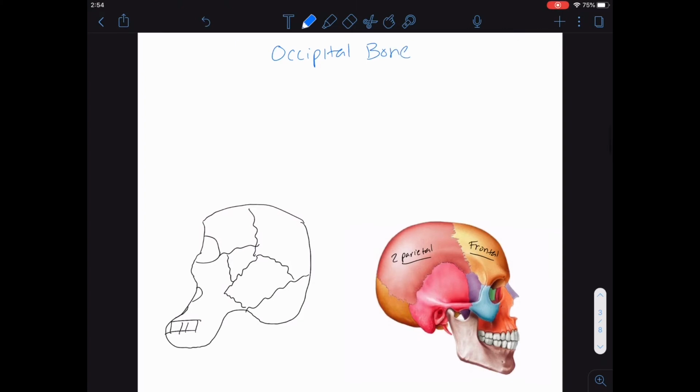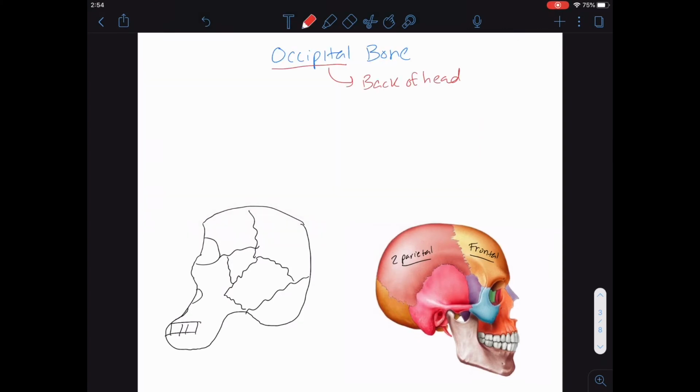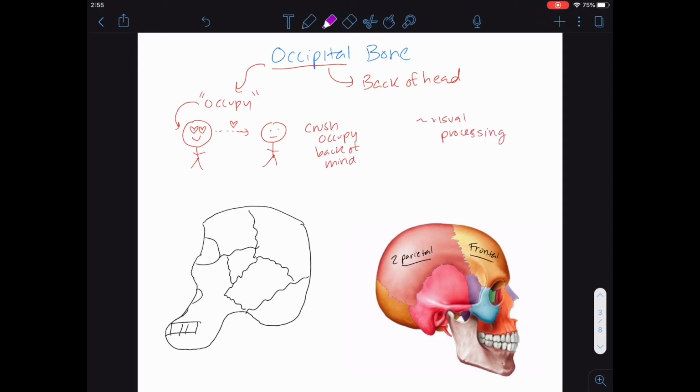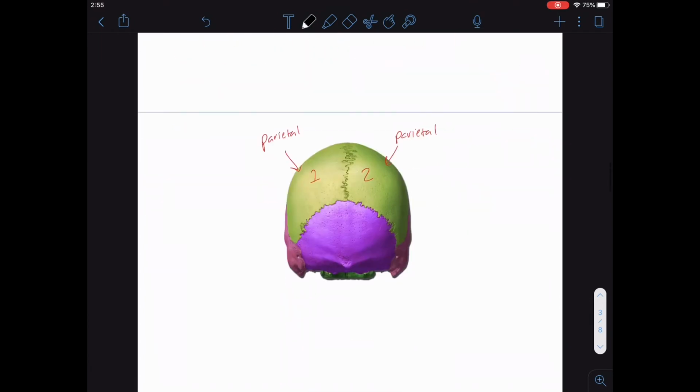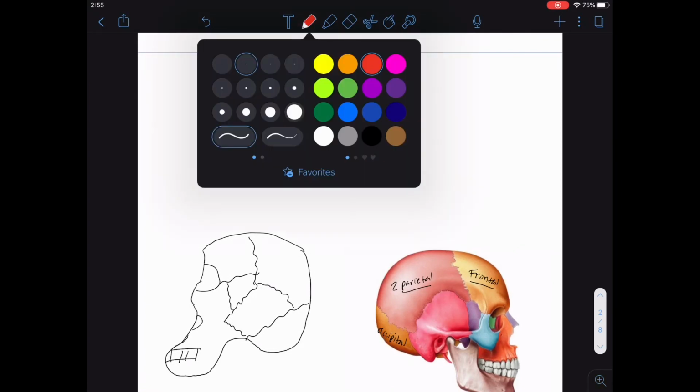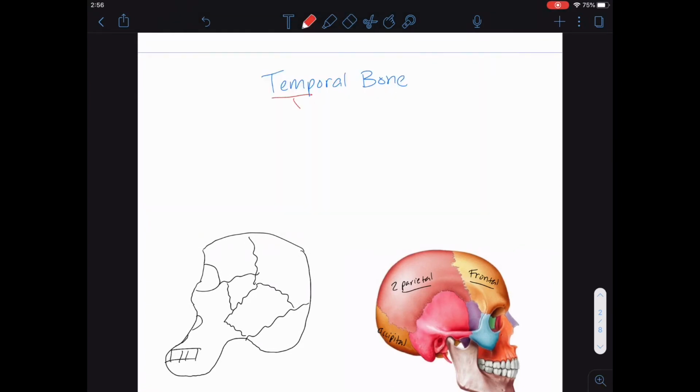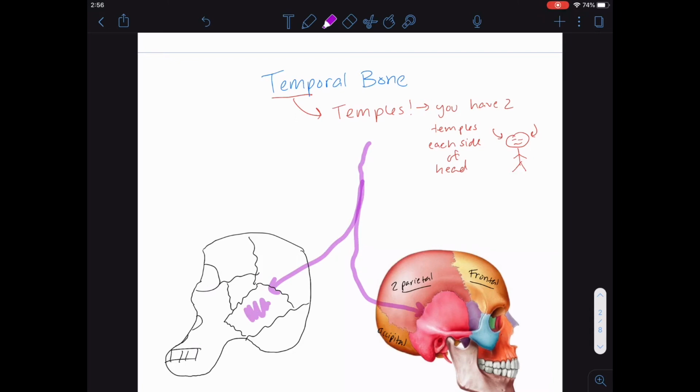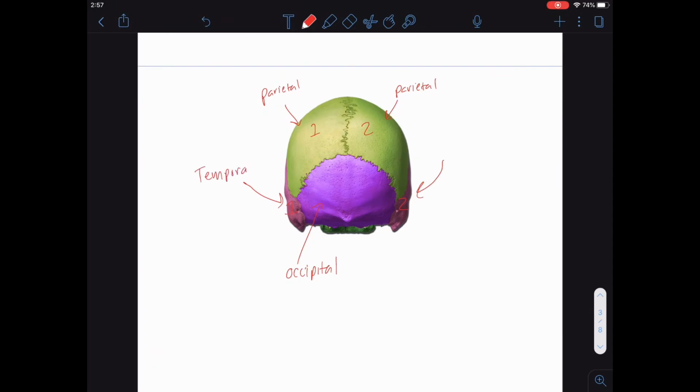Occipital is at the back of your head, and that is what occipital actually means. But you can also think occipital kind of sounds like and looks like occupy. When you have a crush, your crush occupies the back of your mind, because at the back of your brain is where your visual processing is. Then temporal sounds like temples, so your temporal bone is at your temples. And you have two temples at each side of your head, so you will have two temporal bones.